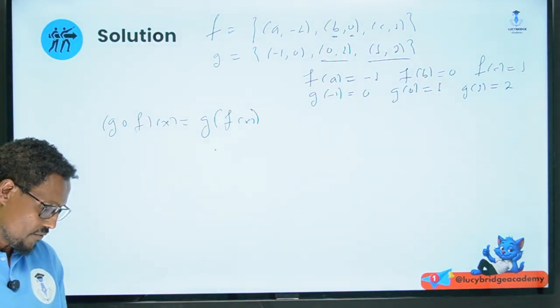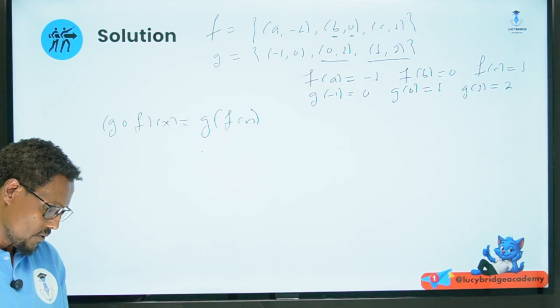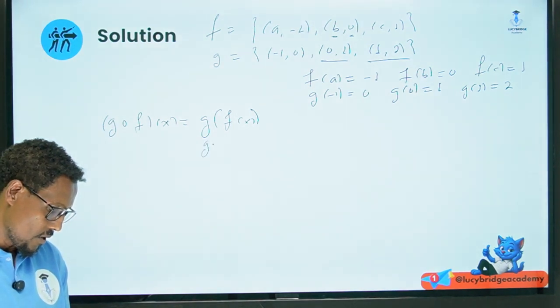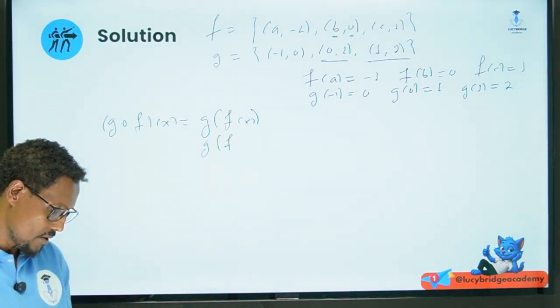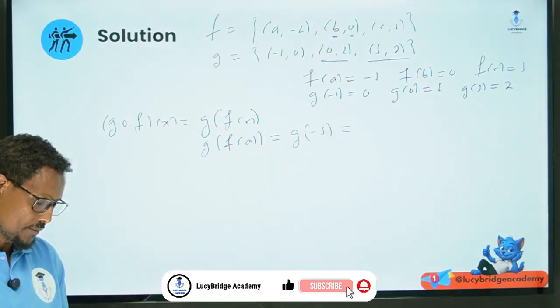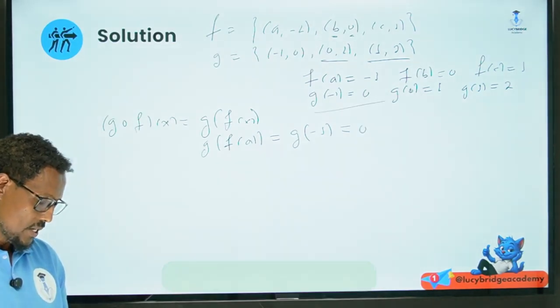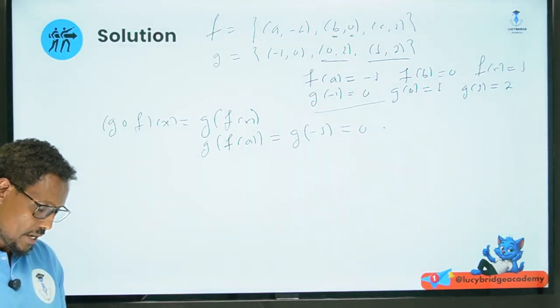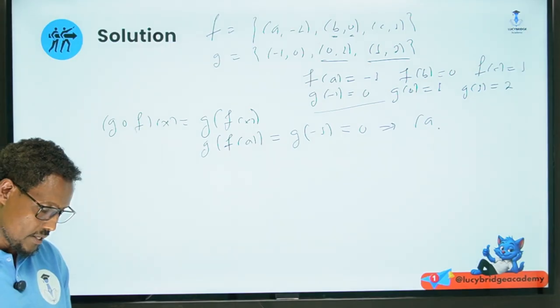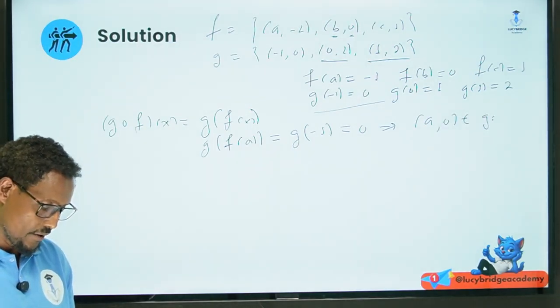Now let me find first G of F of A, which is equal to G of what is F of A? -1. What is G of -1? G of -1 is 0. This means that (A, 0) is an element of G circle F, right?